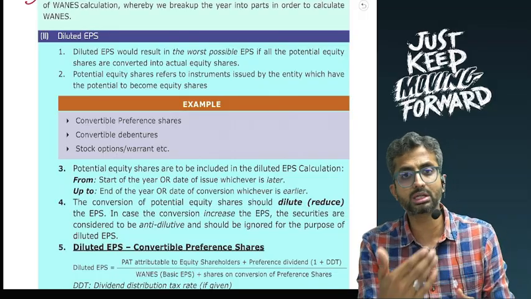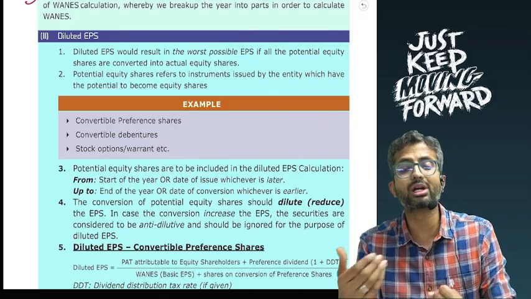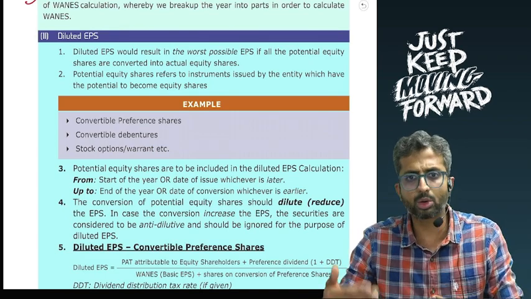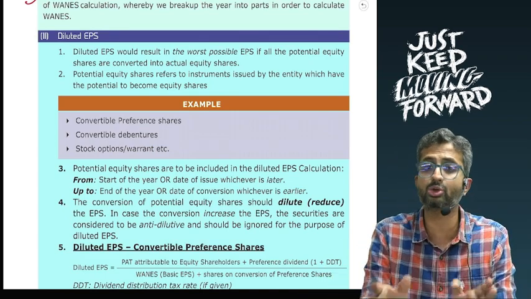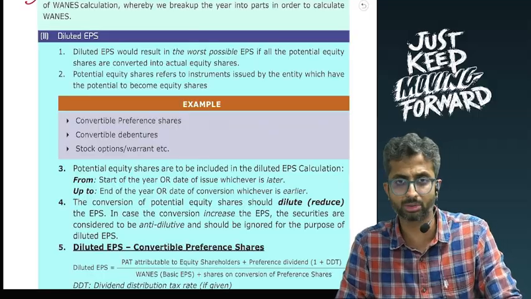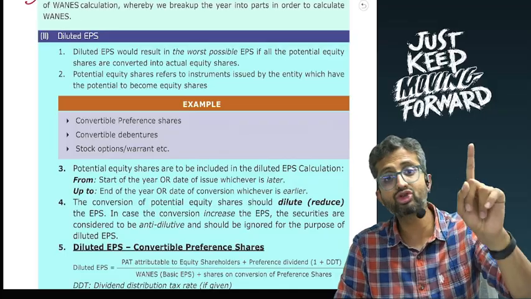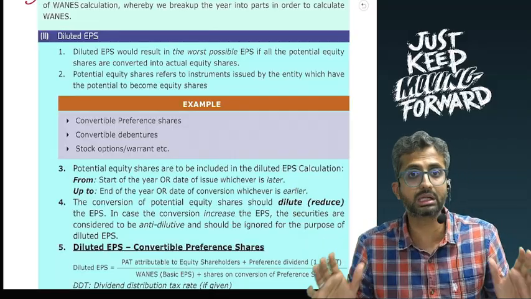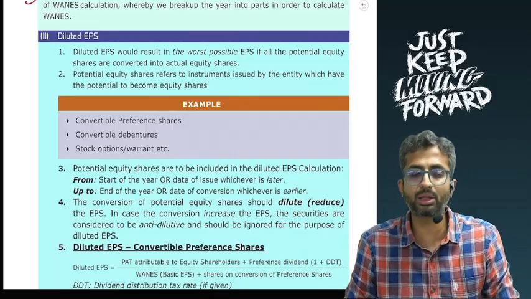If they were converted at the start of the year, the equity shares on that conversion will be included for the entire 12 months. If they were converted somewhere during the year, then equity shares will be included from the date they could have possibly been converted. But if the preference shares had actually converted, will I still need to pay them the preference dividend? Answer is no. So I don't need to pay them the preference dividend.